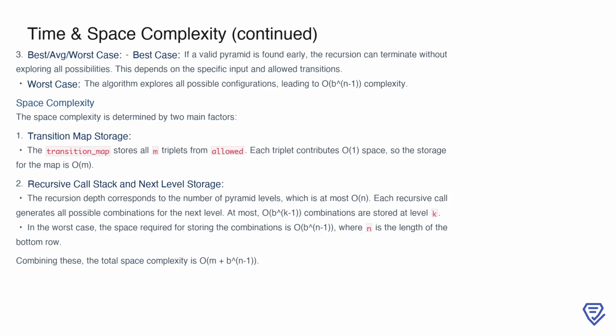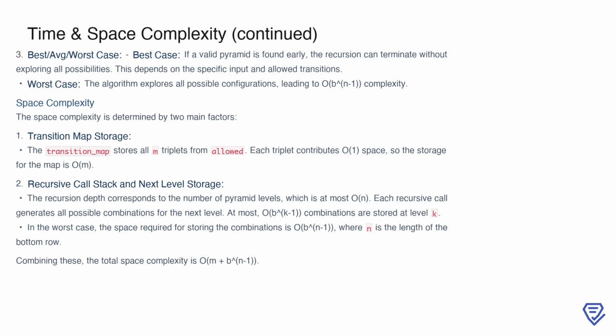In the best case, if a valid pyramid is found early in the backtracking process, the recursion terminates without exploring all possible configurations. This depends heavily on the specific input and allowed transitions. On the other hand, the worst-case scenario occurs when the algorithm exhaustively explores all configurations, resulting in the O(B^(n-1)) time complexity we calculated earlier.